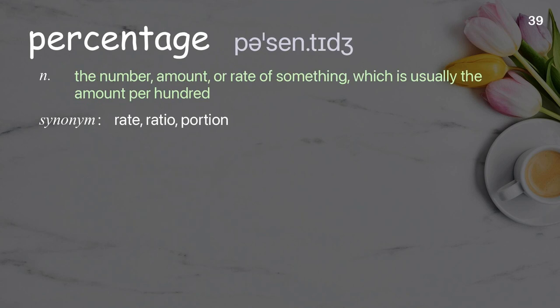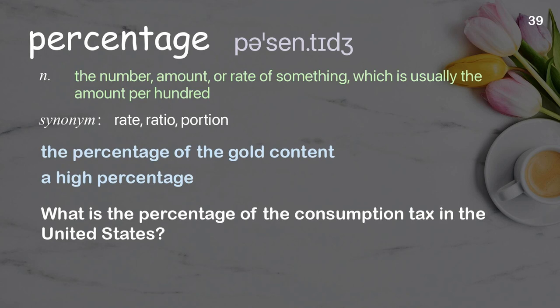Percentage. The number, amount, or rate of something, which is usually the amount per hundred. Examples: the percentage of the gold content, a high percentage. What is the percentage of the consumption tax in the United States?